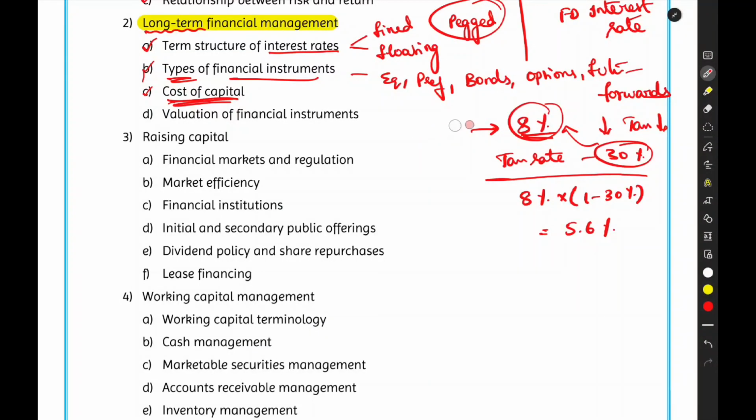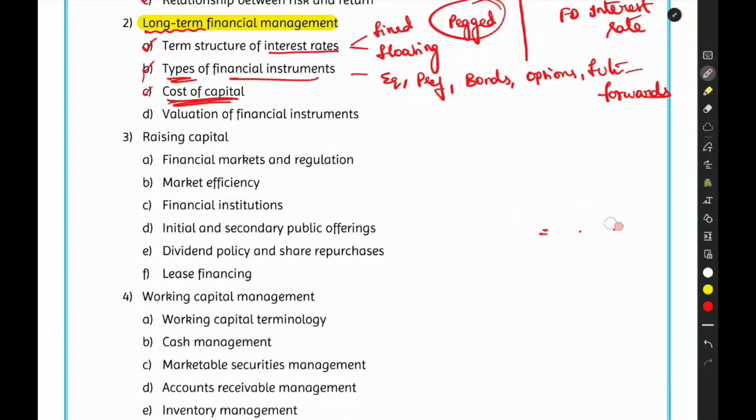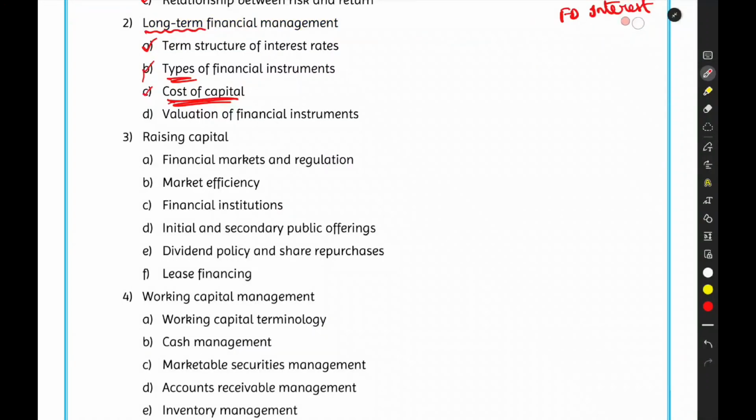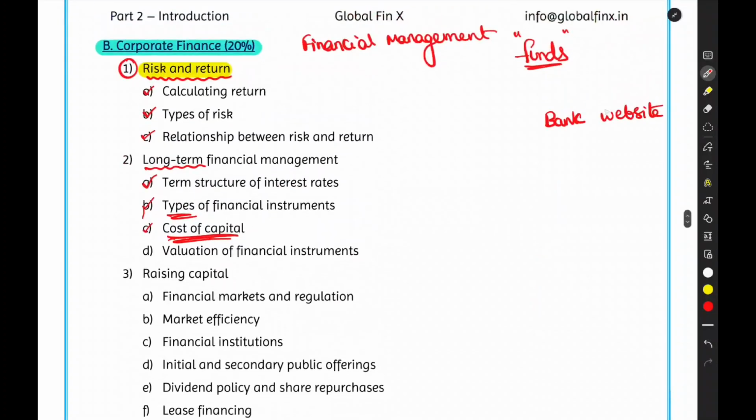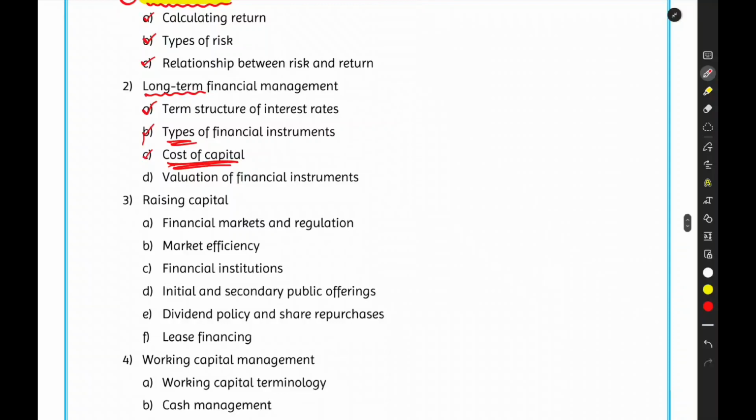This is just one example, where I covered the after-tax cost of debt, to be more precise. We are going to discuss the cost of equity, cost of debt, cost of preference and all that in your regular classes. And then we are also going to do something called WACC, weighted average cost of capital.